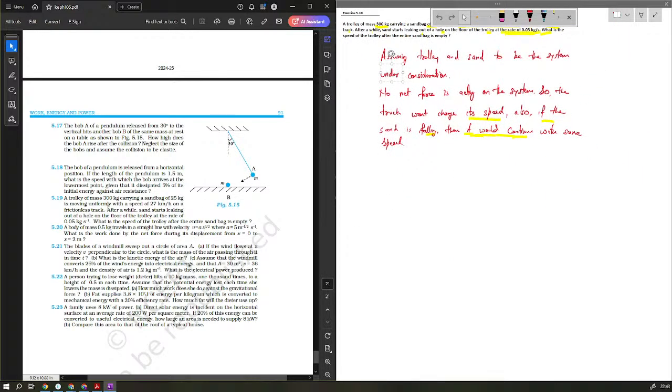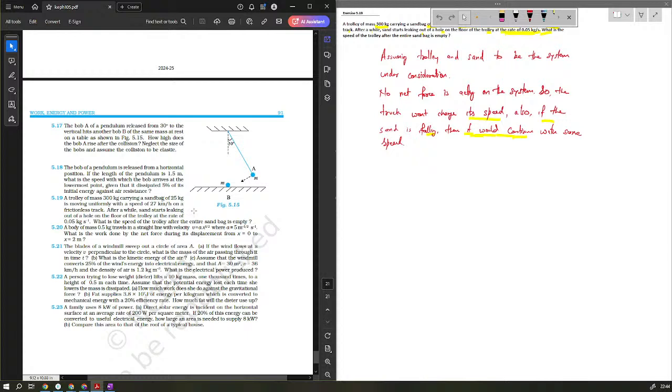Now in question number 19, we have been given a trolley of mass 300 kg carrying a sandbag of 25 kg, moving uniformly with a speed of 27 km per hour on a frictionless track. After a while, the sand starts leaking out of a hole on the floor of the trolley at the rate of 0.05 kg per second. What is the speed of the trolley when the entire sand is empty?